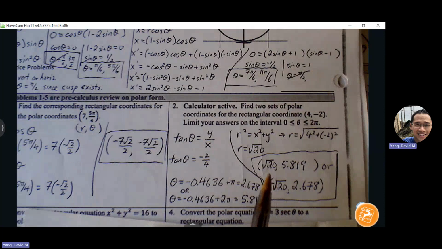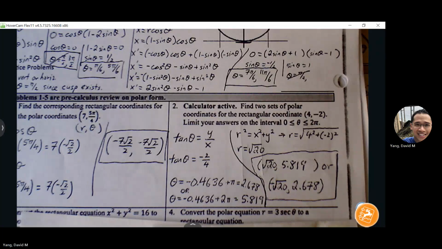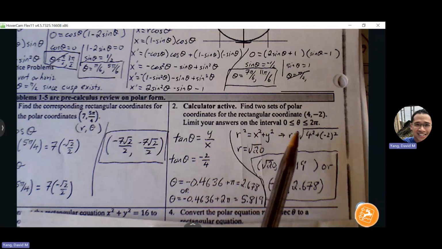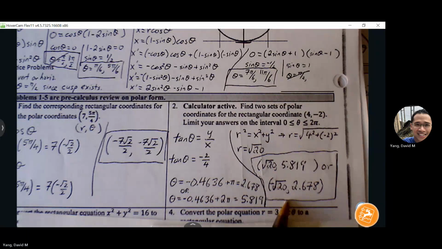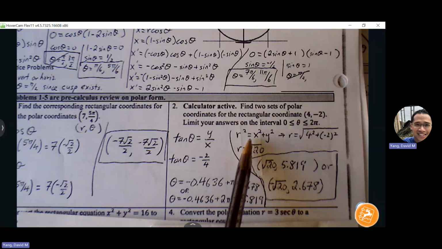Okay, so we know we're in the fourth quadrant, so we can say root 20, 5.819, or you can say root 20 with negative radius, 2.678, which is in the second quadrant, and they both hit the same location in the fourth quadrant. Since the theta that we found is obviously in the fourth quadrant, we just have to present that 0.4636 as a better coterminal angle that fits in that 0 to 2 pi range. And the R is root 20 because that's the Pythagorean theorem to help us get to R from x squared and y squared.